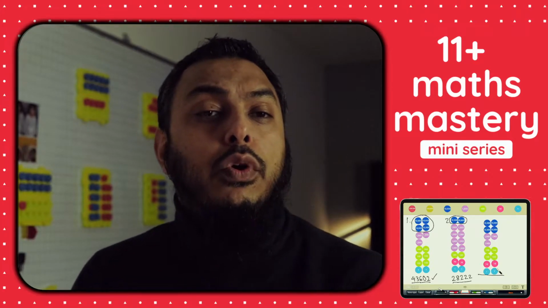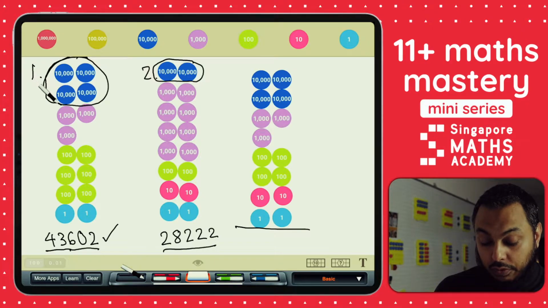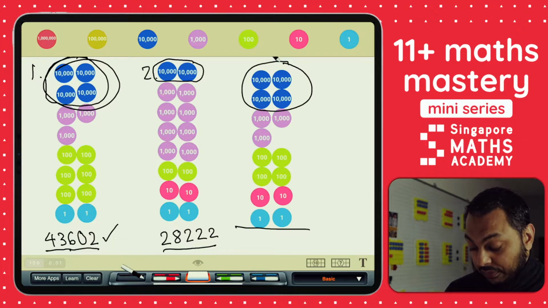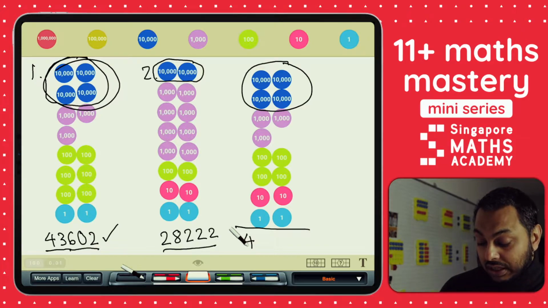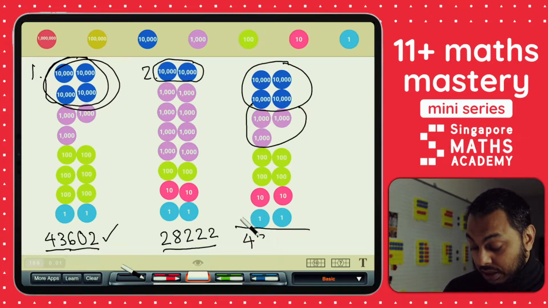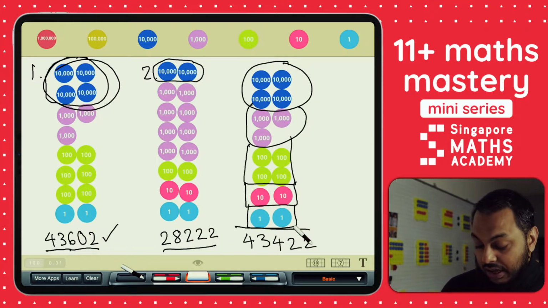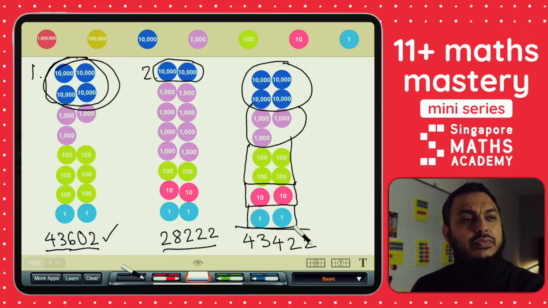Okay, let's have a look. So here we've got quite a large number again, right? We've got the same number of 10,000s as the first question. We've got four 10,000s in the first number, and we've got four 10,000s here. So that's going to be 10,000, 20,000, 30,000, 40,000. 40,000 and three more thousands, 43,000. We've got 400s, 43,422. How are we going to compare these two numbers? What do you think we have to do?